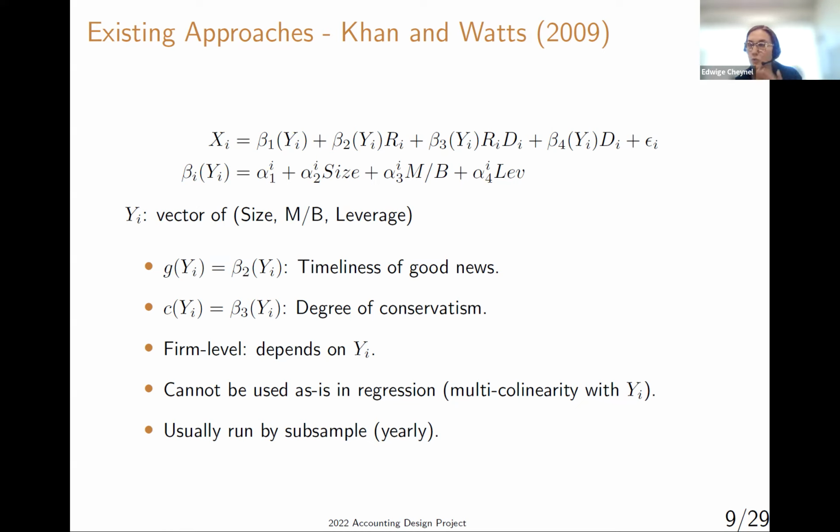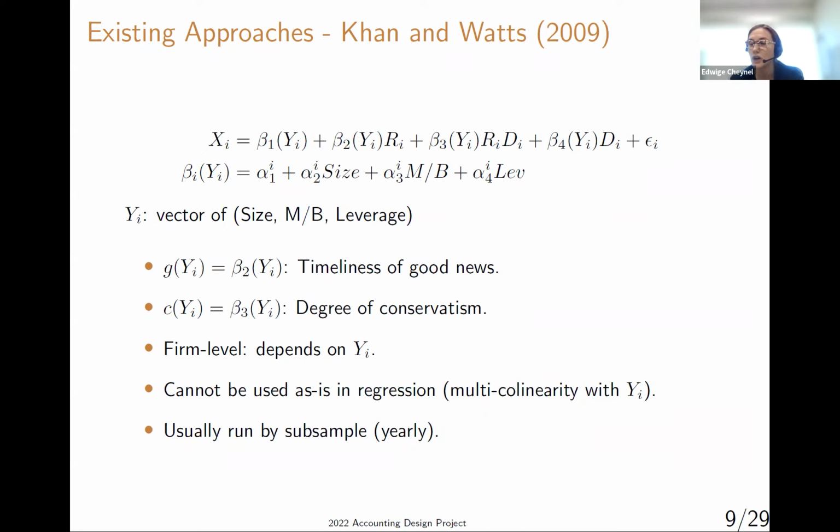Of course, they have the same interpretation: G is the timeliness of good news, and C is the degree of conservatism. You cannot use this regression as is, because the construct is a linear combination of the firm characteristics, and if you use it in a regression that has the same controls, it creates a problem of collinearity. So how do people fix that? Typically, they run this regression by subsamples, using separate yearly regressions.